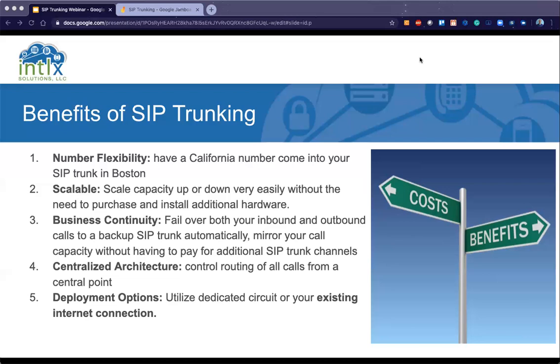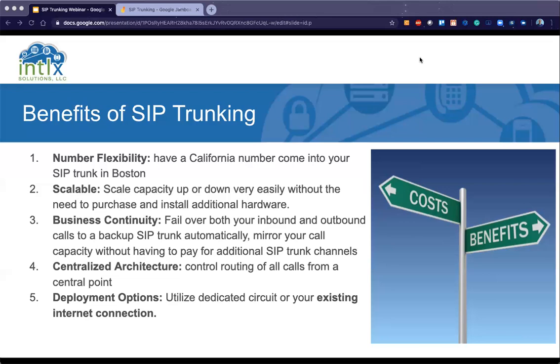A third one, and especially we're getting a lot of requests for this with everything that's been happening with the virus, and people looking at folks working from home, business continuity options, is we can really get creative on how we handle failover.